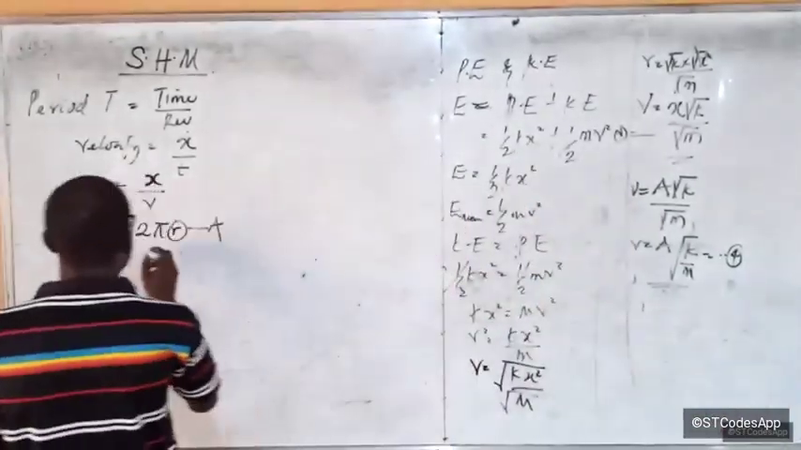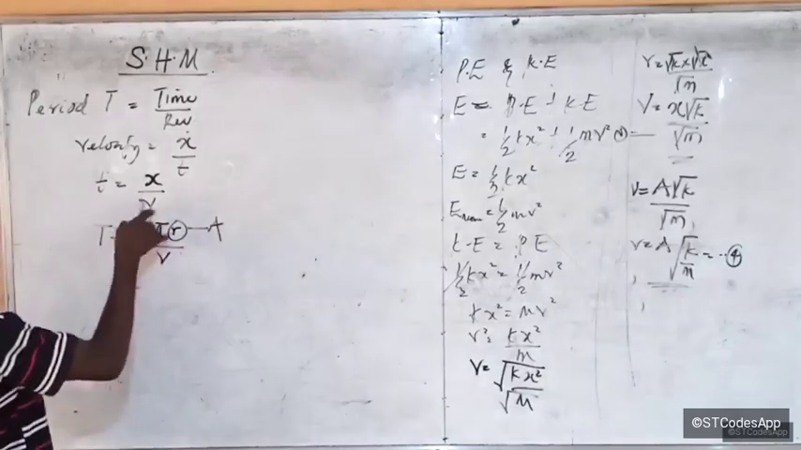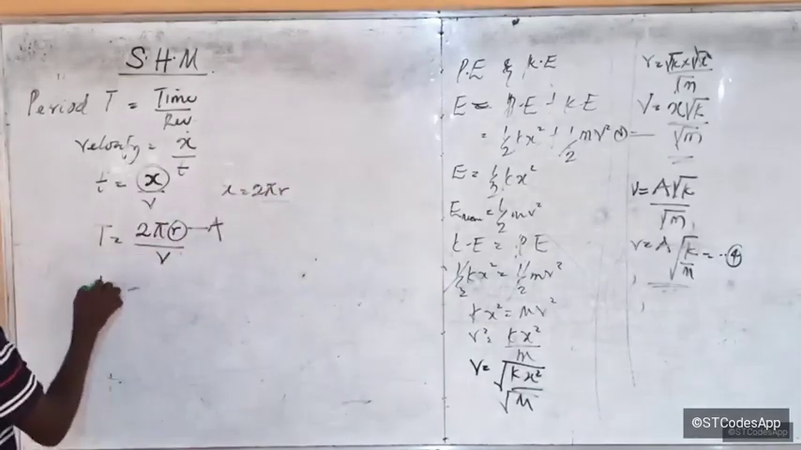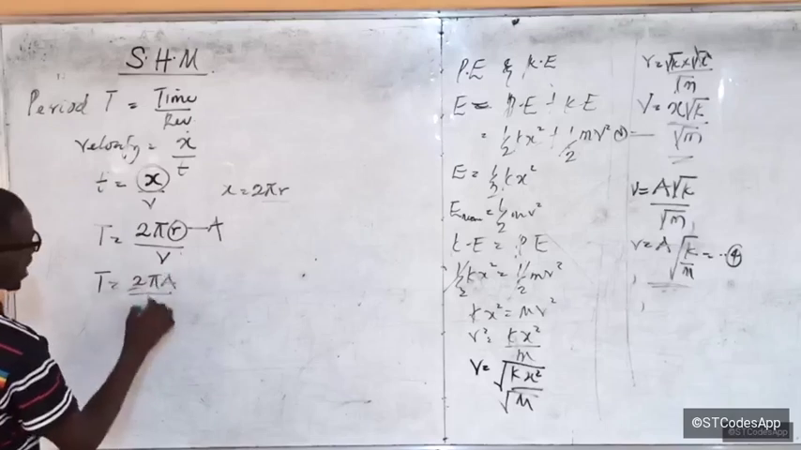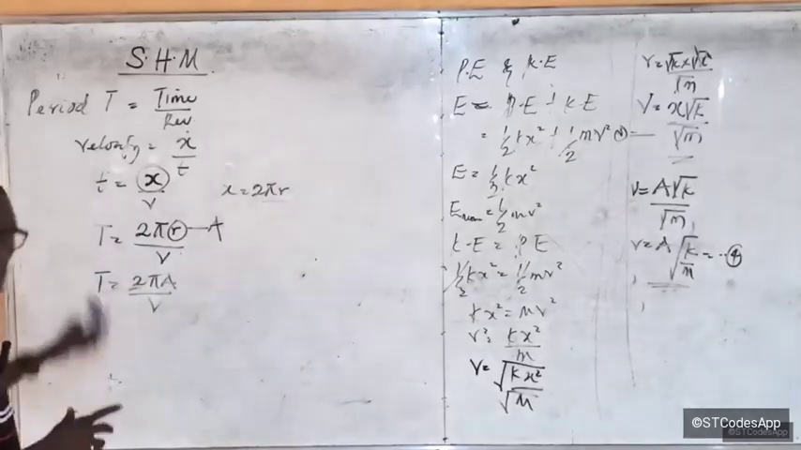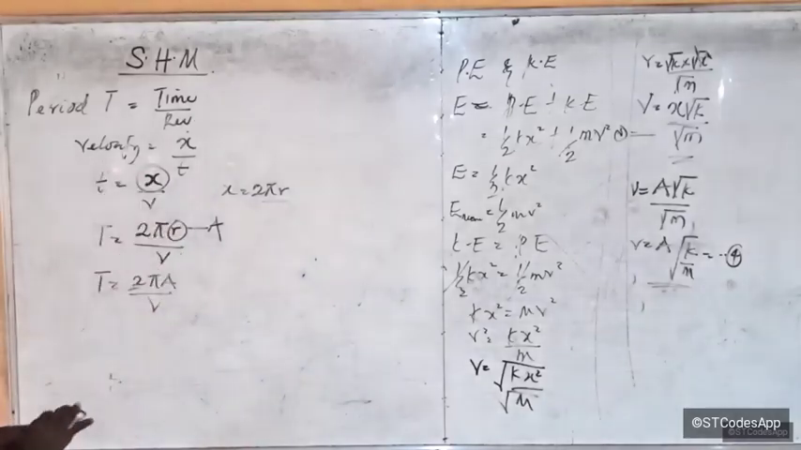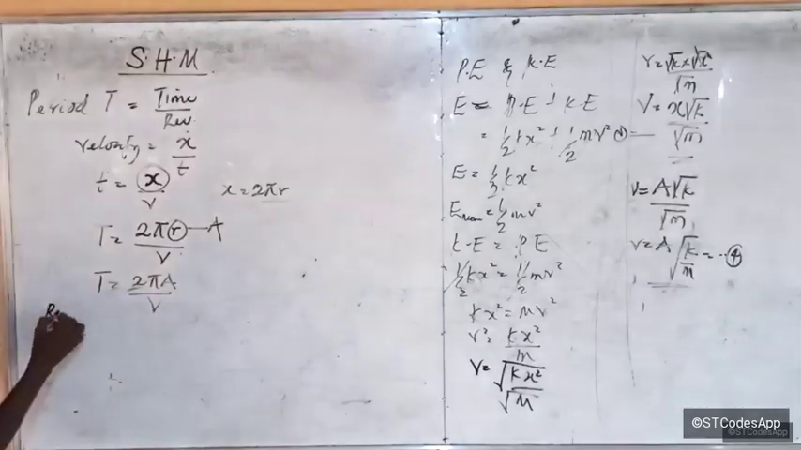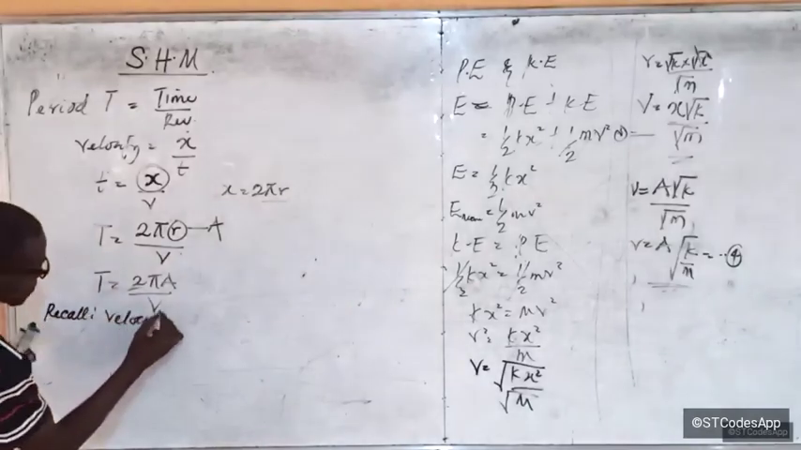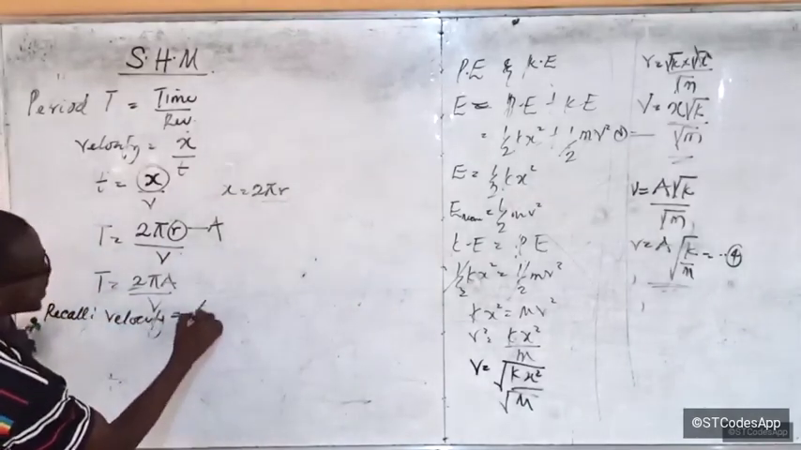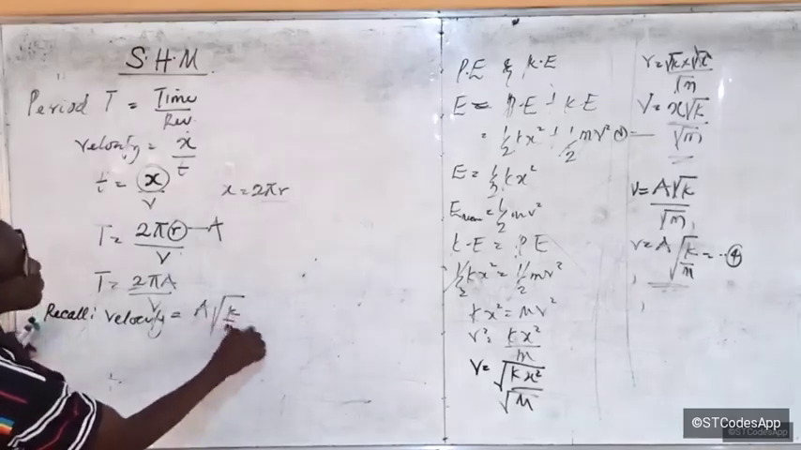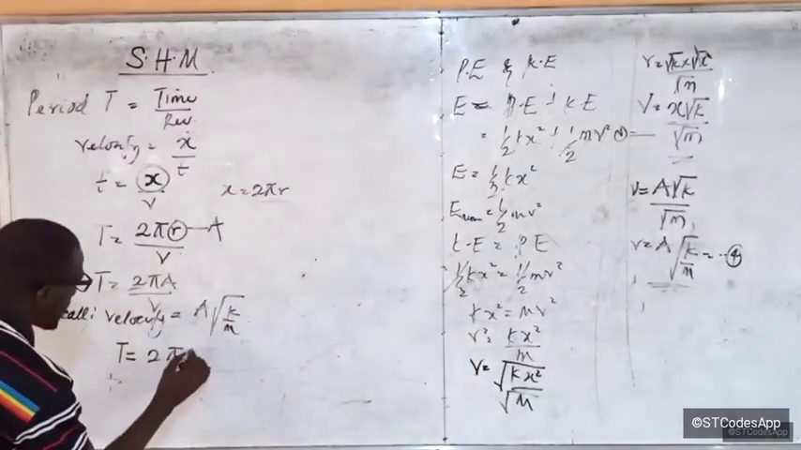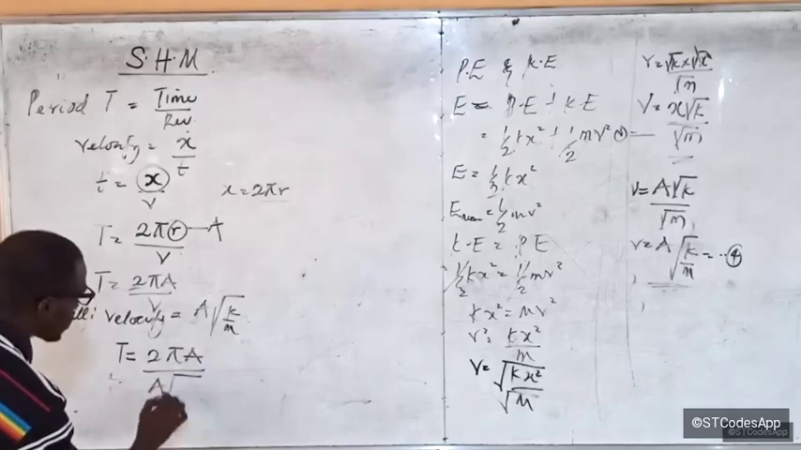So since the amplitude is the same, we have our equation, time equals x over v, as we said. Since x is the circle, that's 2 pi r, the circumference of the circle. So t will therefore be equal to what? 2 pi a over v. So I hope we are understanding where this is coming from. All right. Now recall that velocity is equal to a root k over m, I think. Yes.